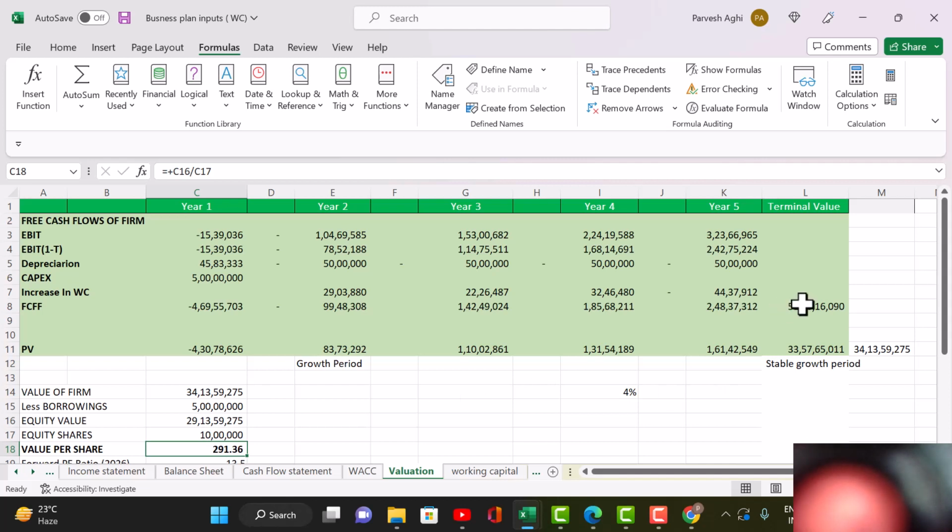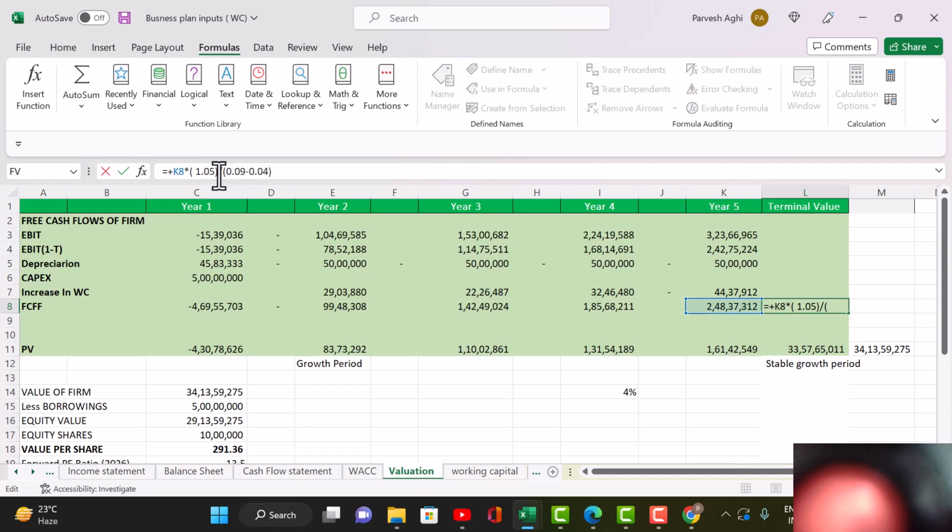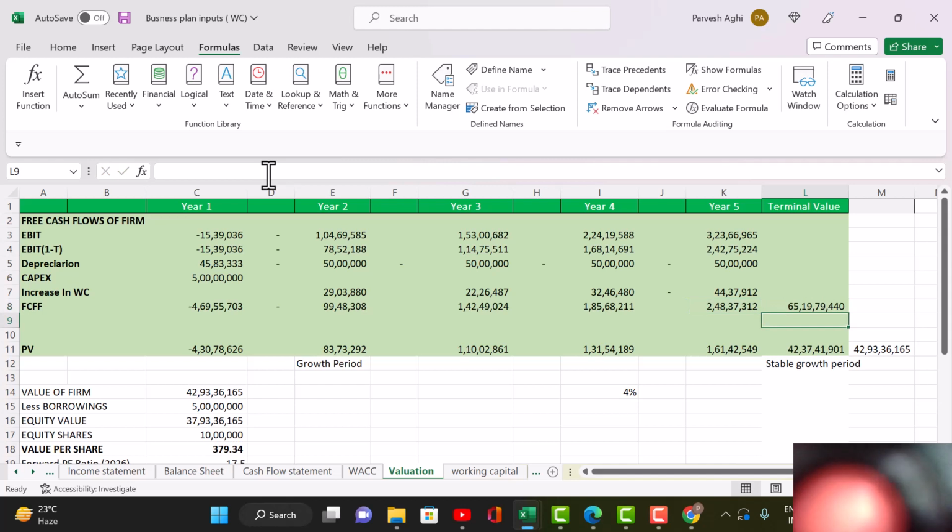Suppose I make a change here and I make it 5. Suppose you say that 4% is too low because this company is good, then the share price will go to 379. Because what people do is they change this parameter if they want to make the company look very good.